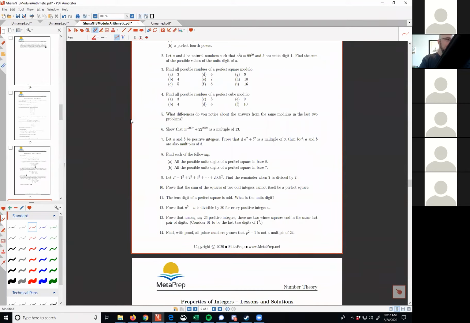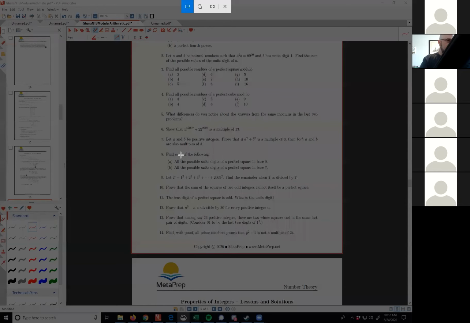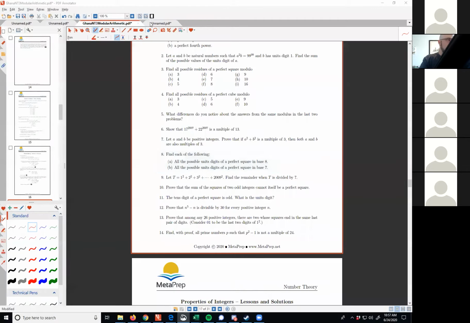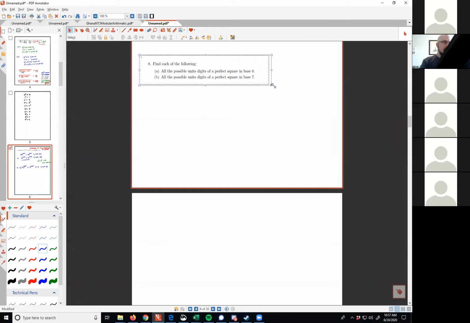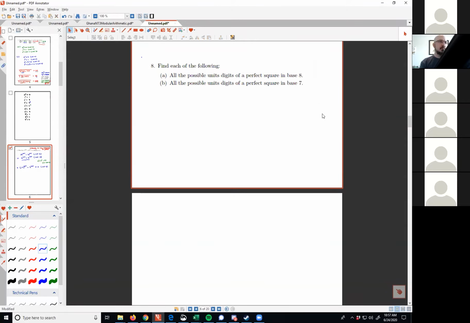Okay. How about problem number 8? We take all the perfect squares and we convert them to base 8 numerals, and we convert them to base 7 numerals. What are those units digits? What do they represent?